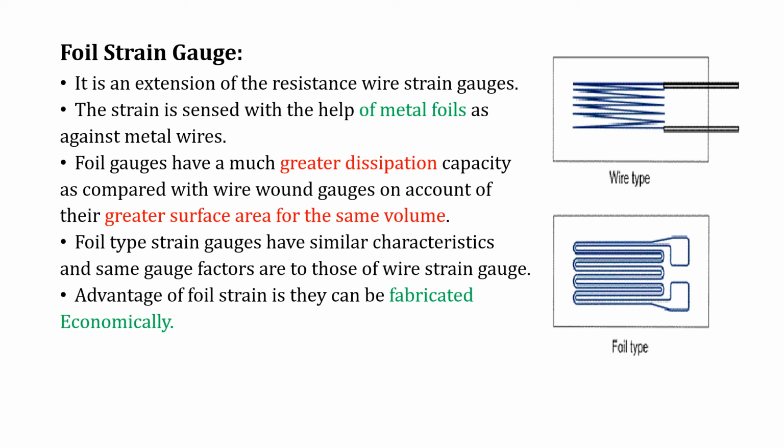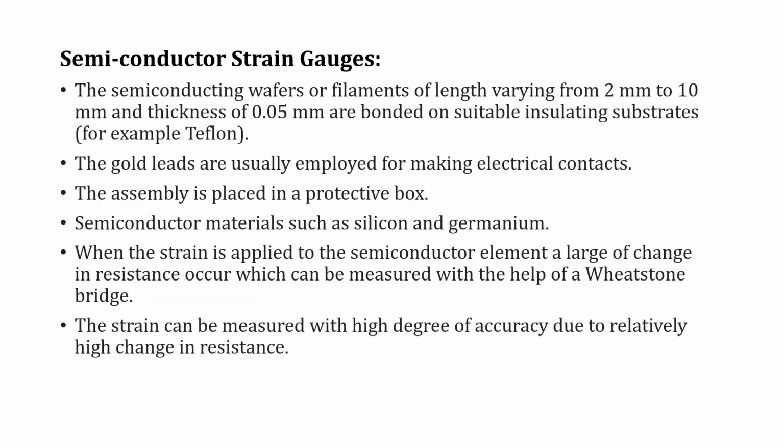It is an extension of the resistance wire strain gauge. The strain is sensed with the help of metal foil as against metal wires. Foil gauges have a much greater dissipation capacity as compared to the wire type. An advantage is that foil can be fabricated economically. So economically we can fabricate this foil type strain gauge.